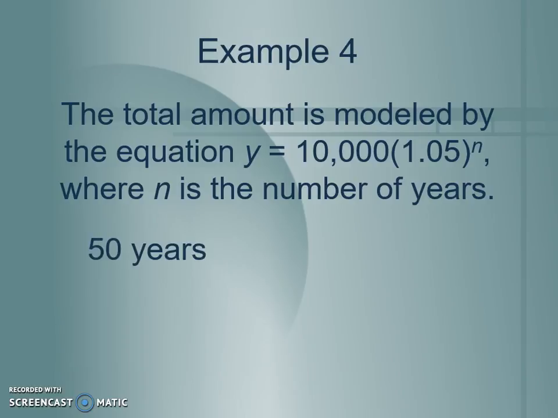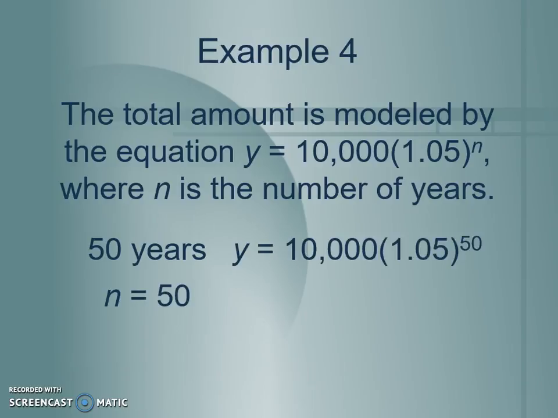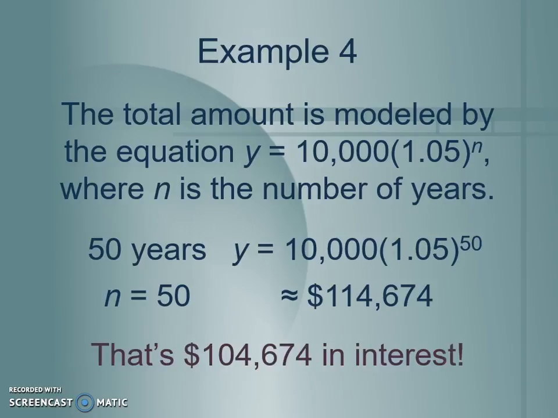After 50 years, we'll take n to the 50th power, so 1.05 to the 50th power times 10,000 is going to be approximately $114,674 in interest alone. So that's how you can see how these really good investment accounts, like your retirement type accounts, start to really pick up money, and that's how you're able to retire. So hopefully, take good notes on this so that you can retire young.